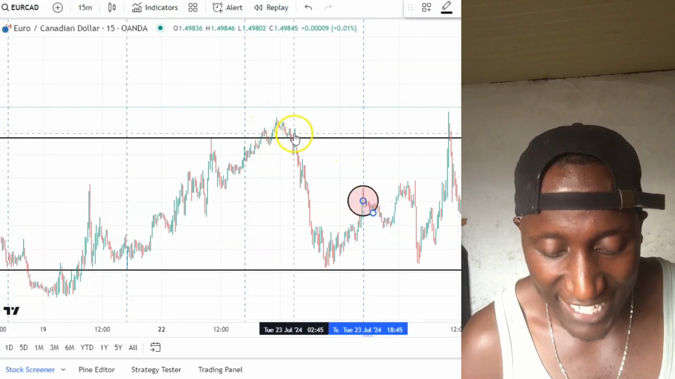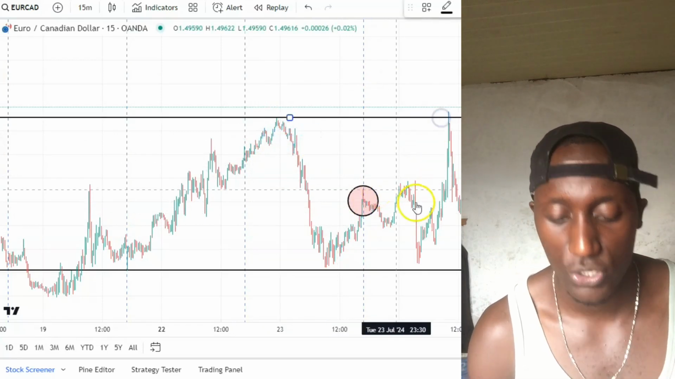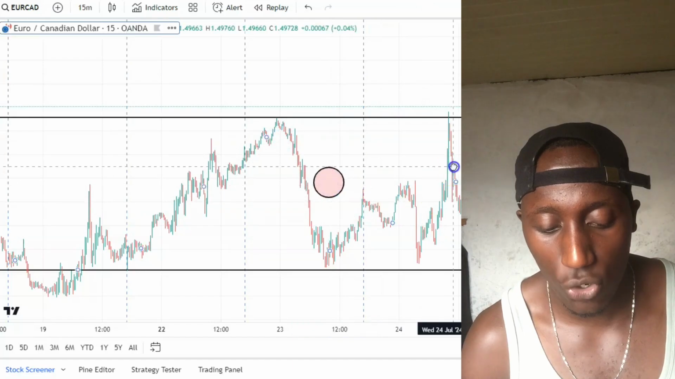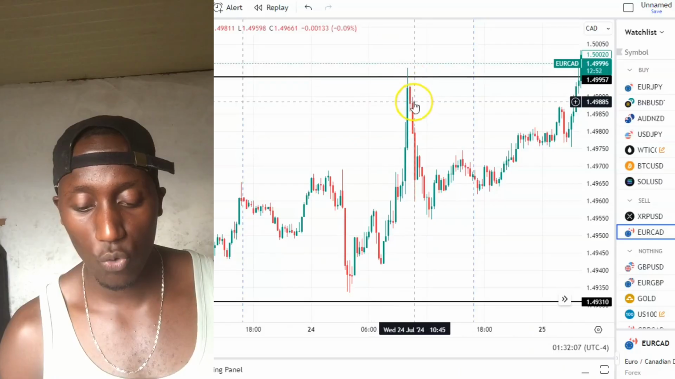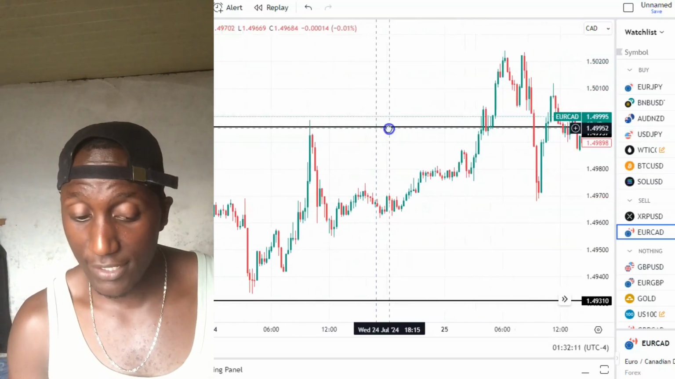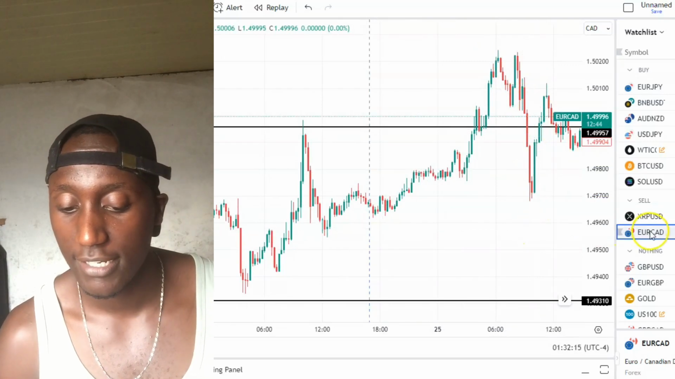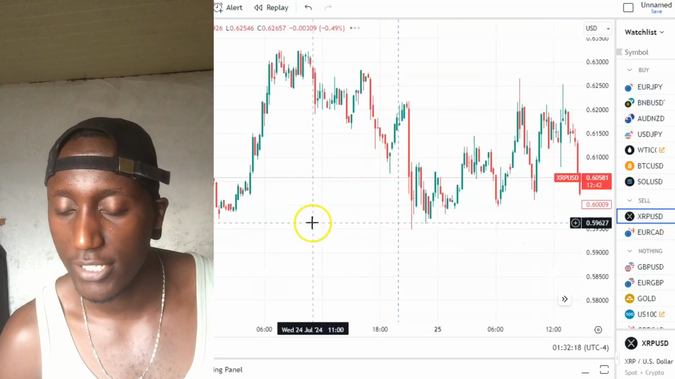The close is inside. So we have the breakout, we have the close, which is a sell signal for Wednesday. On Wednesday, price did not break out, just pinned the high, which means that we continue selling on Thursday. And look at that. Yesterday, we got this beautiful sell setup.